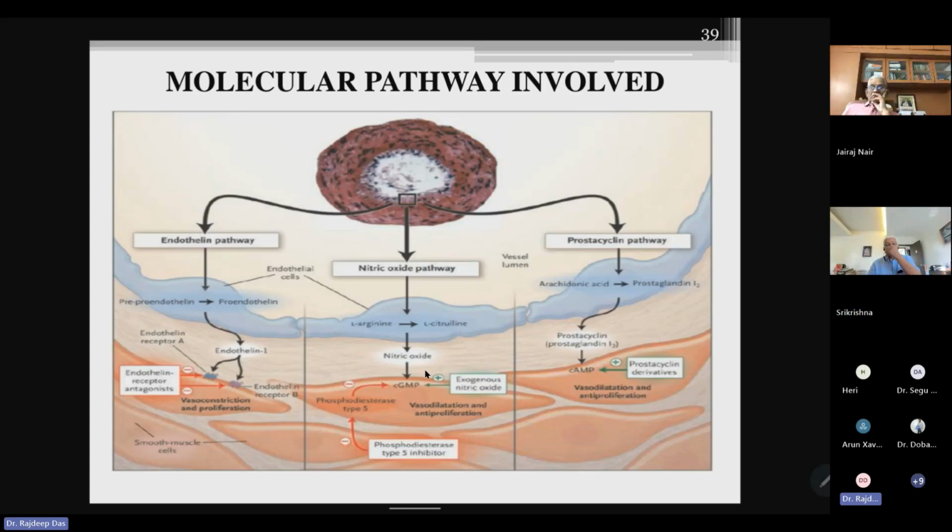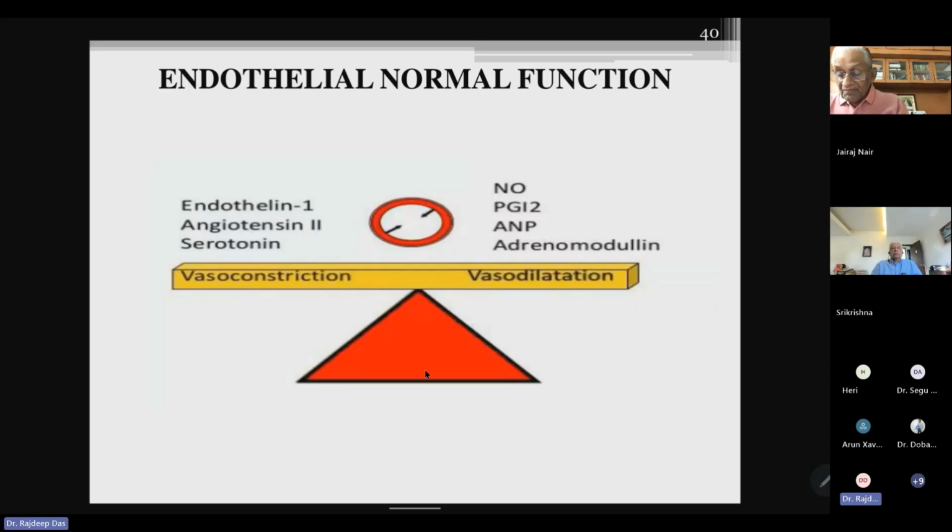The last one is the prostacyclin pathway. Prostacyclin, or prostaglandin I2, is a pulmonary artery vasodilator and a metabolite of arachidonic acid. Its vasodilation and anti-proliferation properties can be used to treat pulmonary arterial hypertension with synthetic analogs of prostacyclin. That is the balance by which pulmonary arterial tone is maintained: the balance between vasoconstriction and vasodilatation by various molecules.